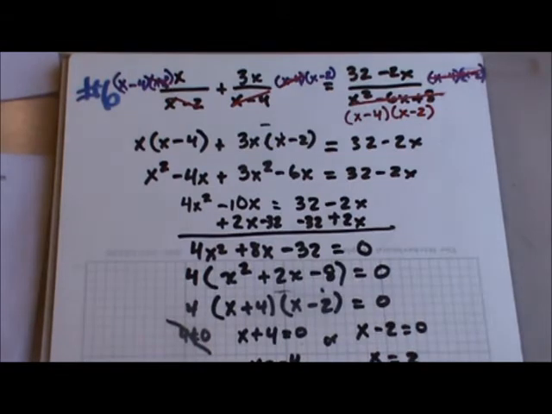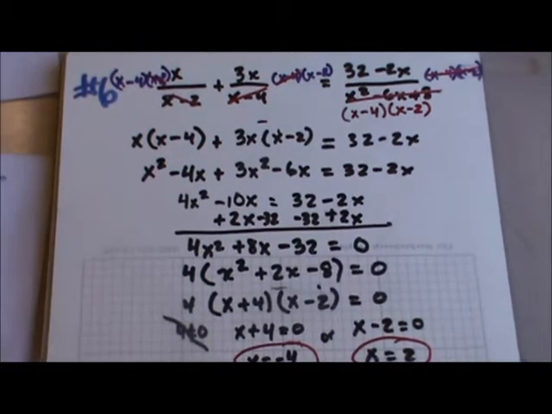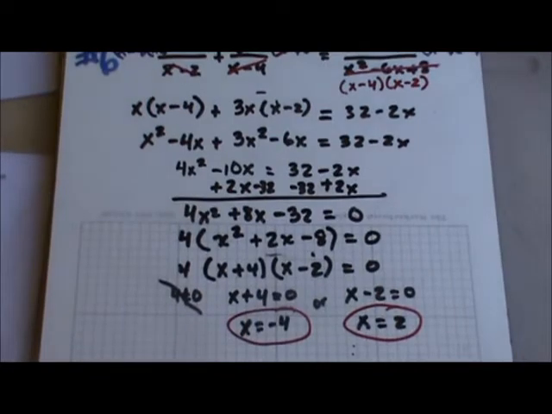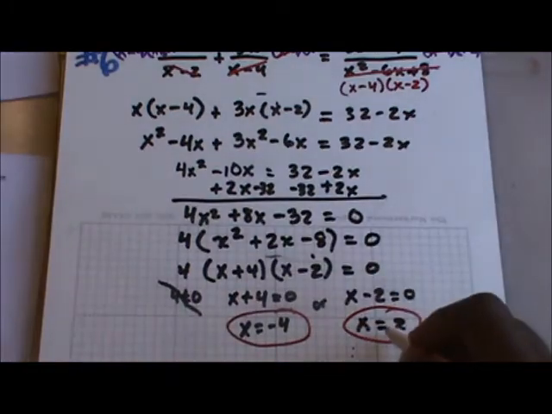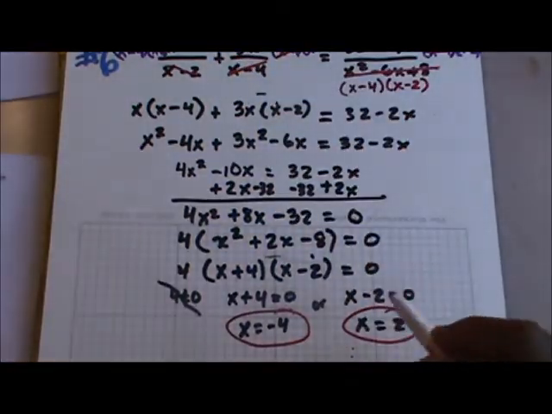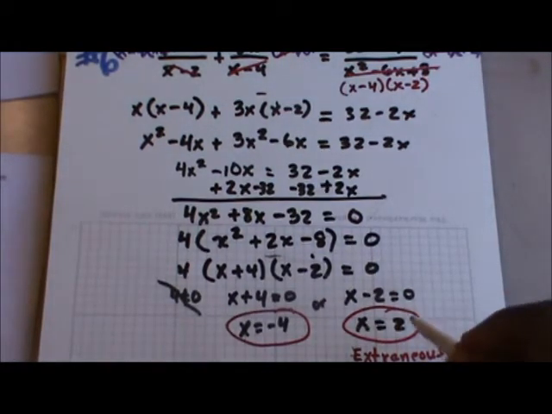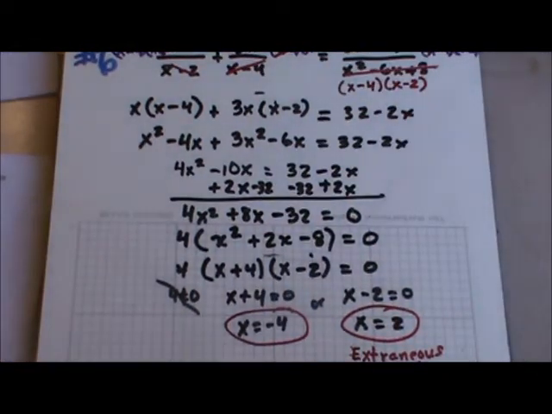So these are the answers that we end up with, and now we need to check them. If we plug those back into your original denominator, you will see that 2 will give you a 0 as a denominator. Because of that, 2 is an extraneous solution. Once again, if we plug 2 back into that first denominator, we get a 0 as a denominator, and we can't have that.